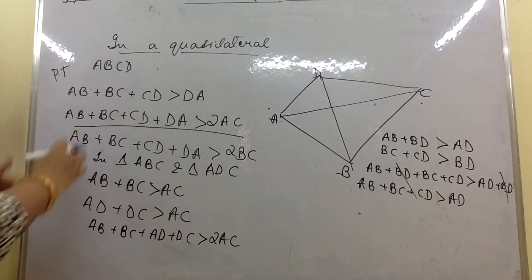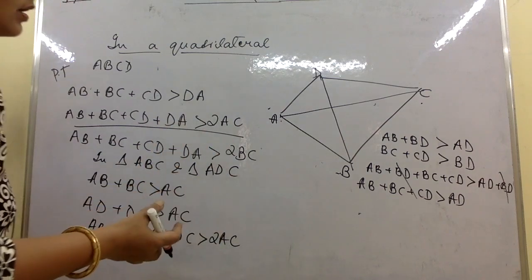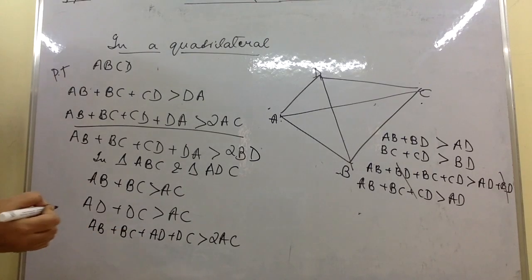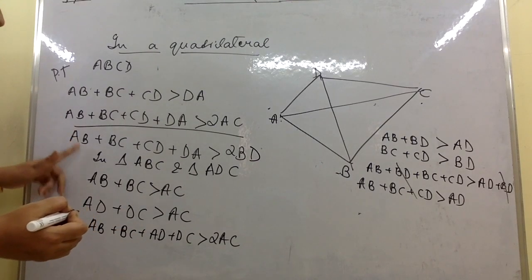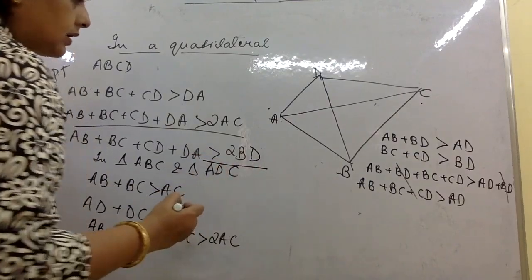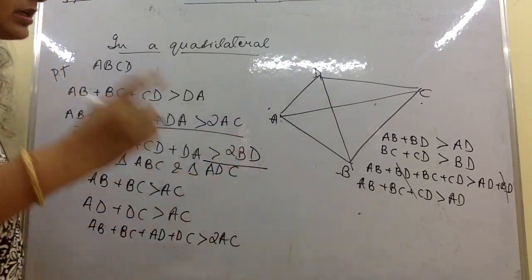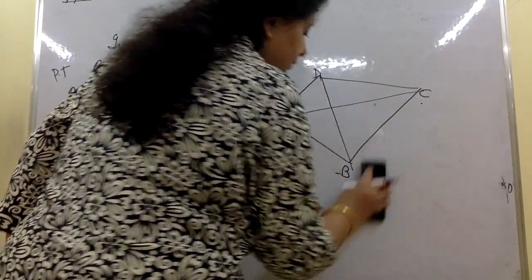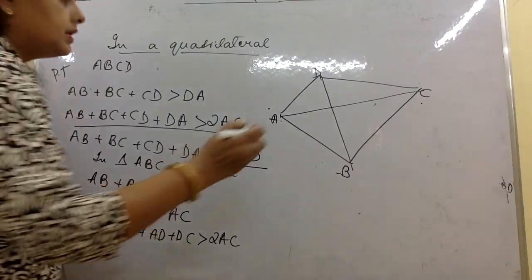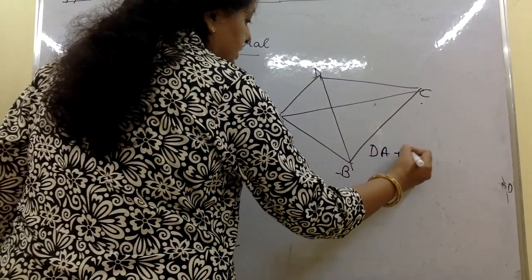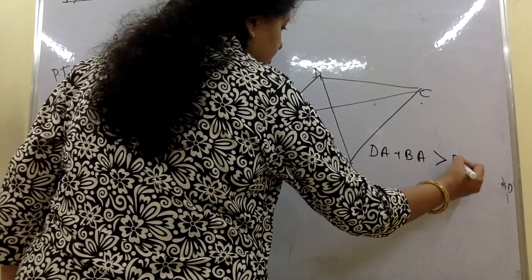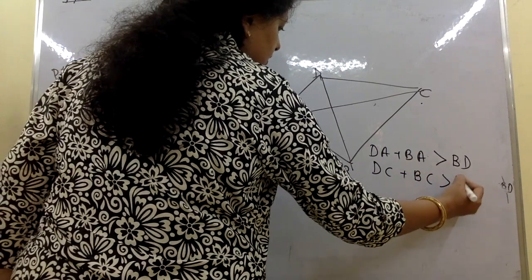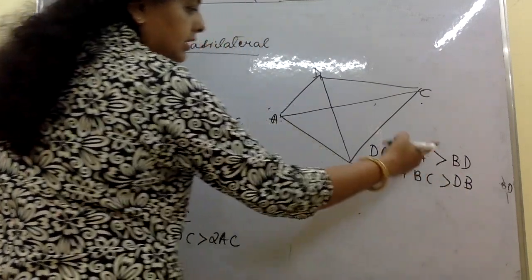Now we have the third one, which says twice BD. How to do that? Let me see which triangles we can take. We will take DA plus BA is greater than BD, and DC plus BC is greater than DB. BD and DB is the same thing.